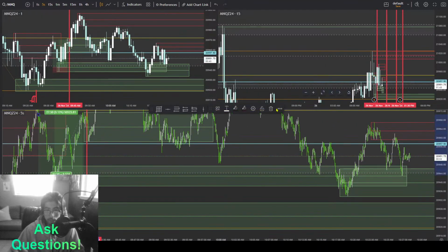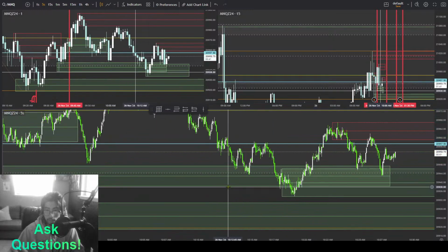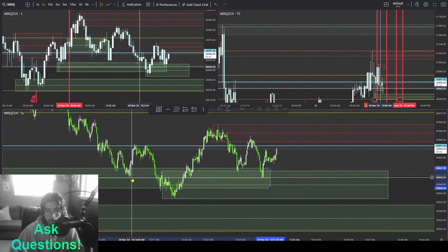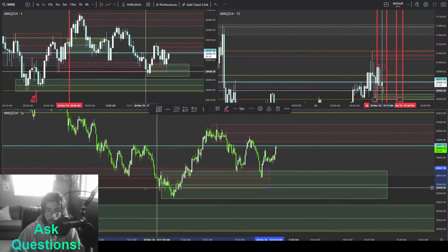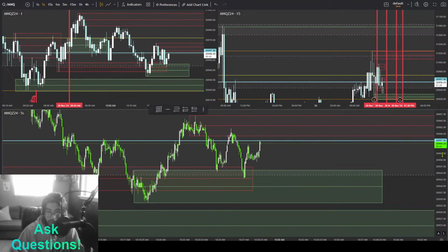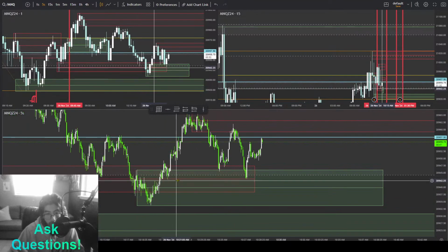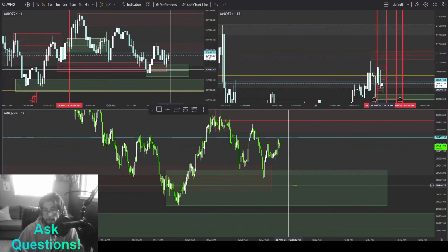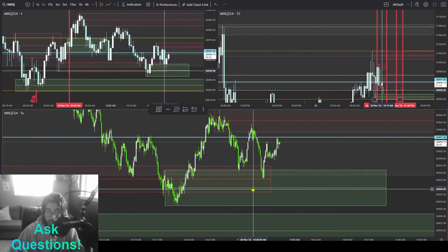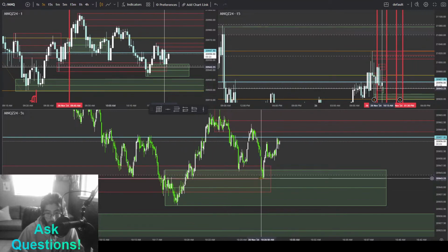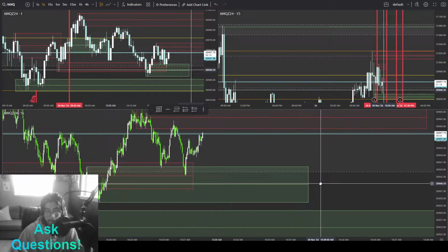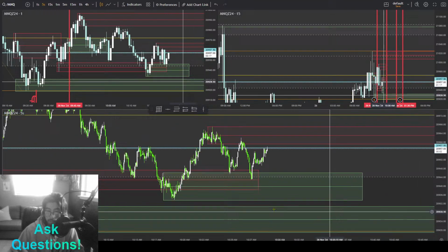Oh, let's remove this also. Make this red too so it stands out. Well, see, look, you can tell that this red zone is being respected more because we're filling it at 50%. So I took my order off because I was afraid that we abuse this so much that we're going to bust right through. I should document that.